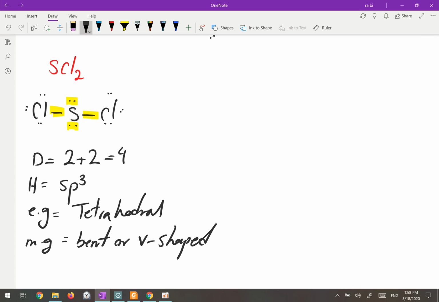So let's draw the molecule. So you have central atom, one domain, 2, 3, 4. So this domain I put single bond with chlorine. This domain I put single bond with the chlorine, and these 2 domains I delete them and I put the lone pairs. So the molecule becomes bent or V-shape. The angle from 109.5 decreases to around 105 degrees.